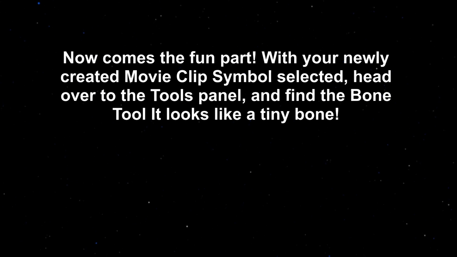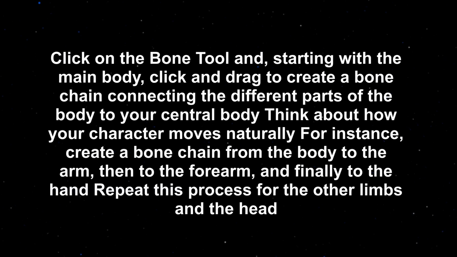With your newly created movie clip symbol selected, head over to the Tools panel and find the Bone tool. It looks like a tiny bone. Click on the Bone tool and, starting with the main body, click and drag to create a bone chain connecting the different parts of the body to your central body.